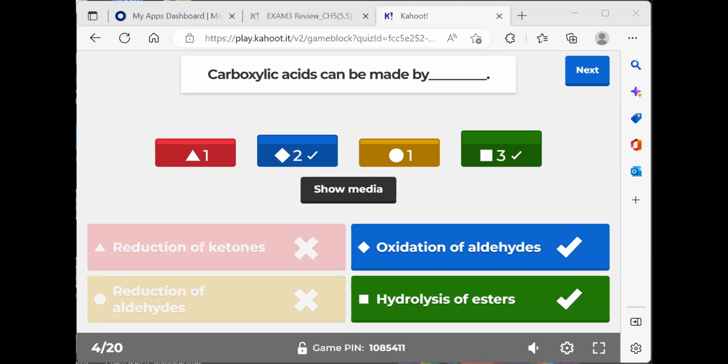Thank you, Katie. Exactly. The hydrolysis of an amide is the other way that we know how to make carboxylic acids here. Let's continue.